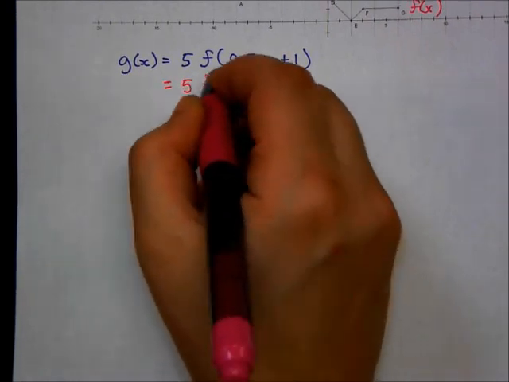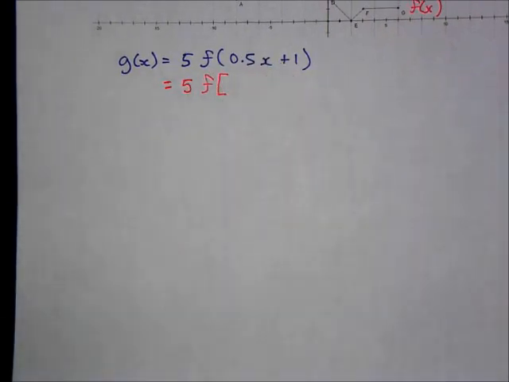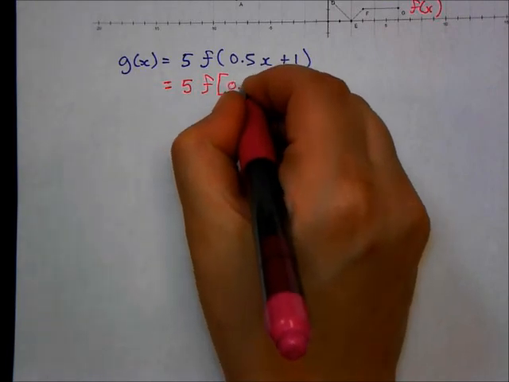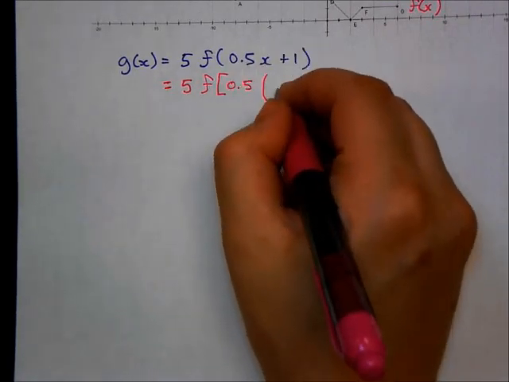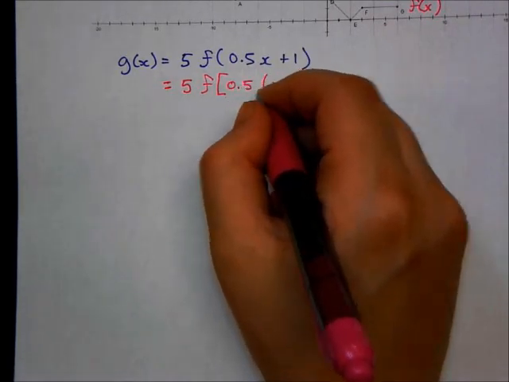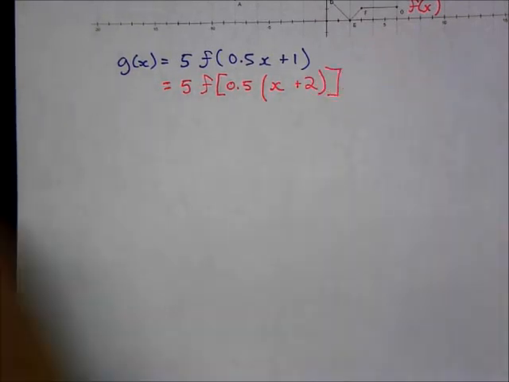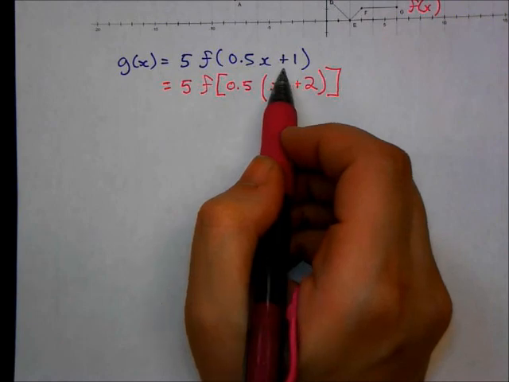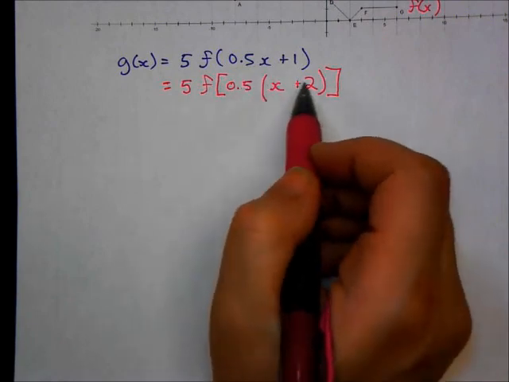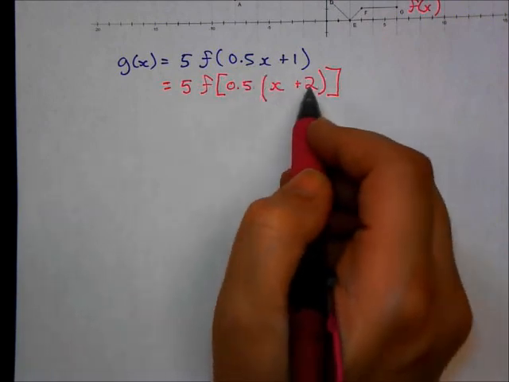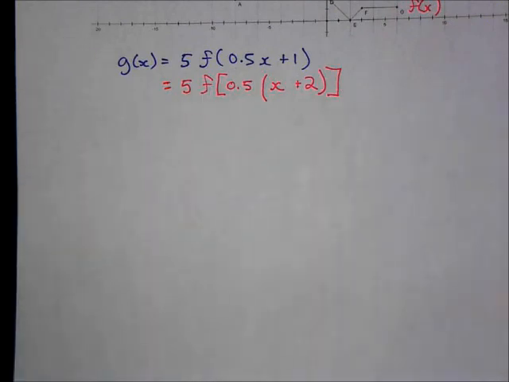The 5 stays out front. Let's put a big bracket. So I'm going to bring the 0.5 out. X is now x. 1 divided by 0.5 is actually 2. So what I've done is divided both of these terms by 0.5 to factor it out of this bracket so that it can match the mapping notation that we did on the previous slide.